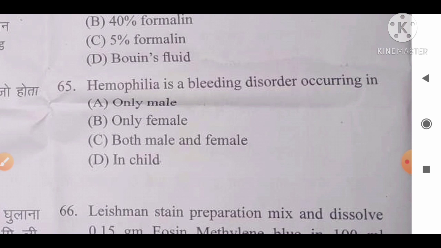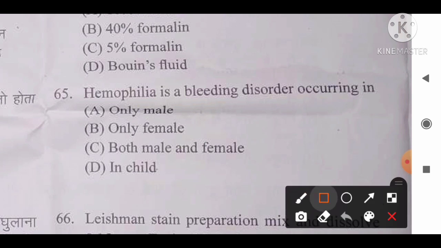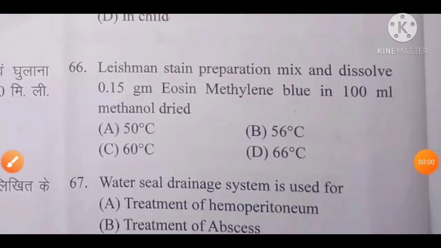It is generally divided into two subtype: hemophilia A, that is also known as the classic hemophilia, that occurs due to the deficiency of clotting factor 8, and second, that is hemophilia B, also known as the Christmas disease, due to the deficiency of clotting factor 9, also known as the Christmas factor. So we can say it is the bleeding disorder occurring only in the male. Female are only the carrier of this disease. So option A, only male, will be the correct answer for this question. Move to the next question, number 66.